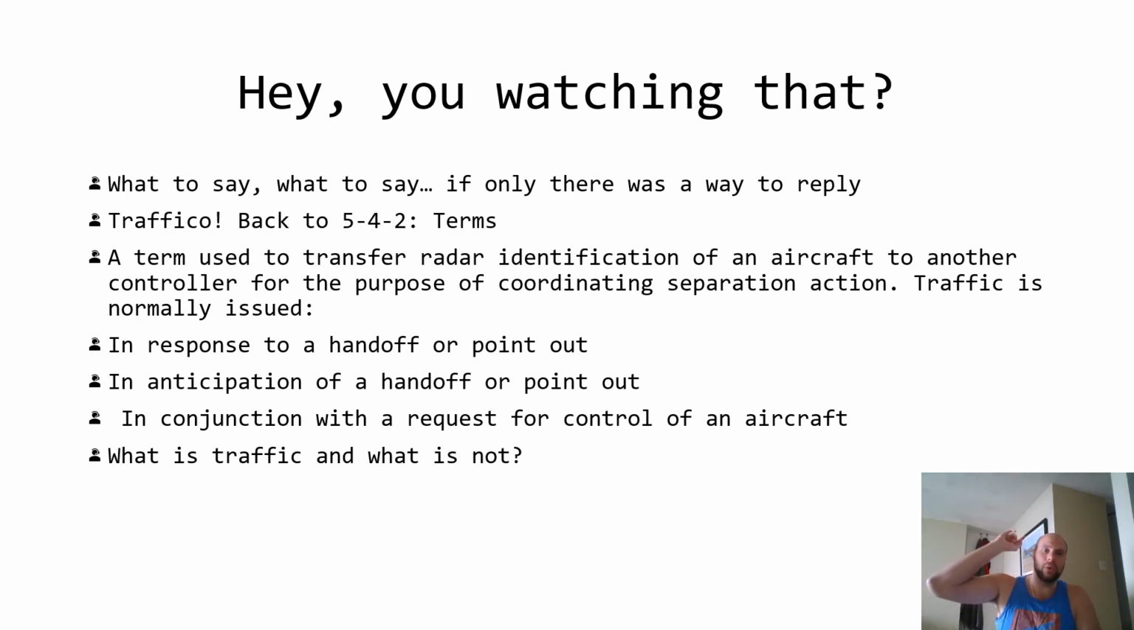So traffic, back to 5-4-2 terms, right? That's what it describes. So chapter 5 radar, 4.2 covers the terminology, right? And we are going down to traffic, right? Okay, so here it is. Define a term used to transfer radar identification of an aircraft to another controller, right? Sounds like what we're trying to accomplish here, right? R6 and R8 are involved for the purpose of coordinating separation action.